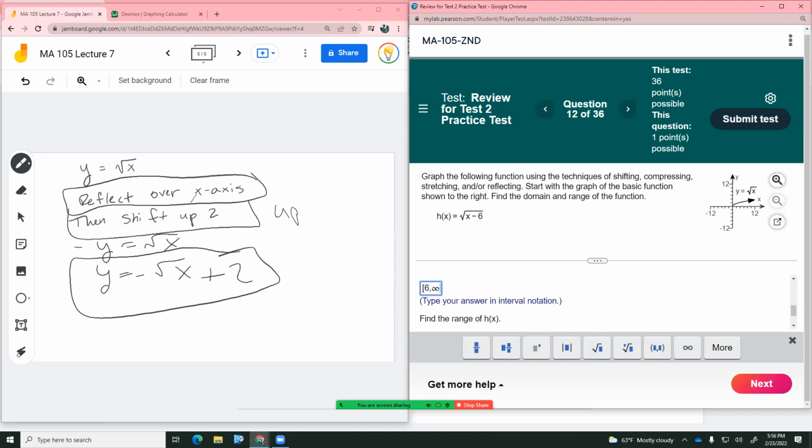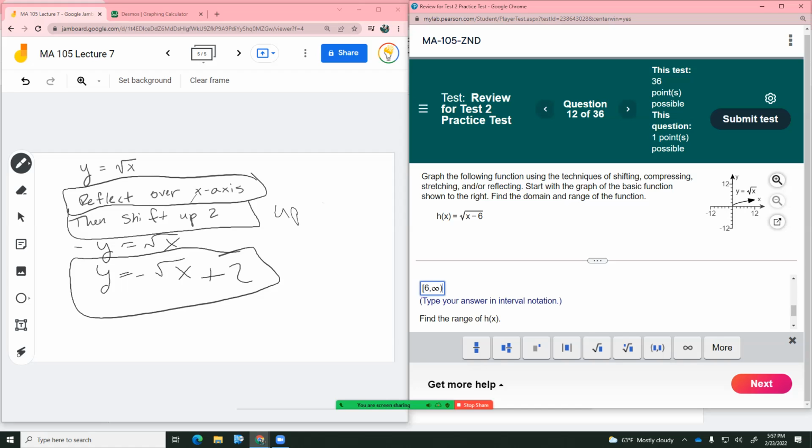parentheses. Why am I including this value 6? Why is 6 included in this situation? Because I promise you somebody's going to screw this up. So let's make sure we try to avoid that. Why do I put 6 in a bracket, not a parentheses? Yes. Exactly. It's the starting point, and it's actually a part of this answer.